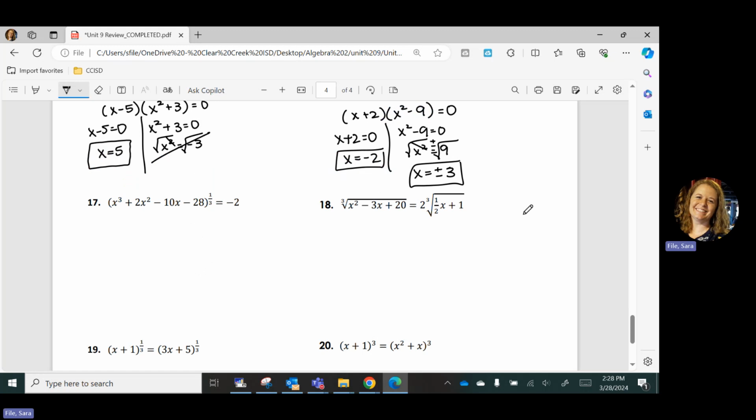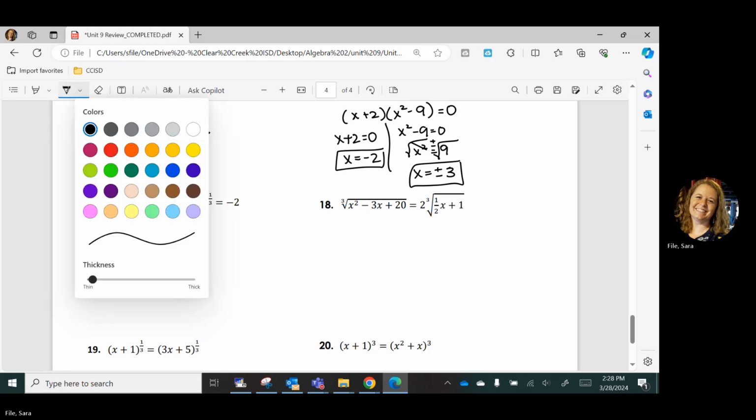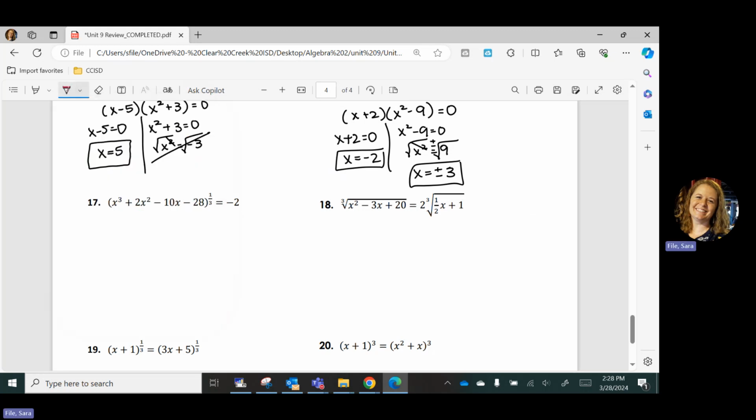All right, 17. We have a 1/3 power, and it's all this side. So it's already isolated. So I'm ready to just cube both sides to get rid of that. Make sure you put parentheses. So that's going to get rid of that. And so now I've just got x cubed plus 2x squared minus 10x minus 28 equals, and then negative 2 cubed would be negative 8.